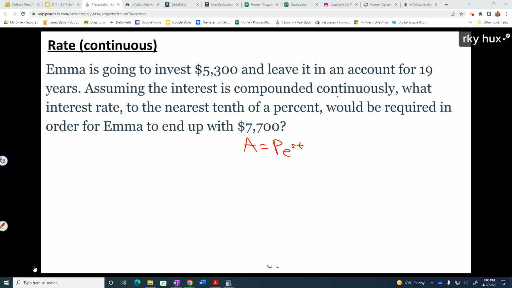Our future value is going to be 7,700. Present value we've got is 5,300. E is e. R we don't know. Our time is 19 years, so we're going to say 19r, rather than r19. And our first step is the same. We're going to divide. Get the e there. Divide as often as you can. And again, just cancel out the zeros, make it easier. 77 over 53 equals e to the 19r.